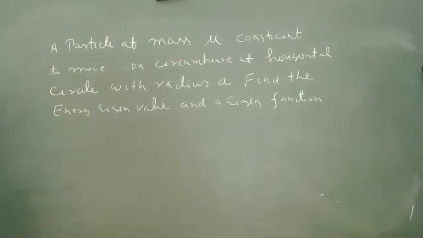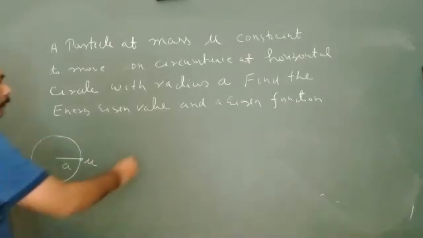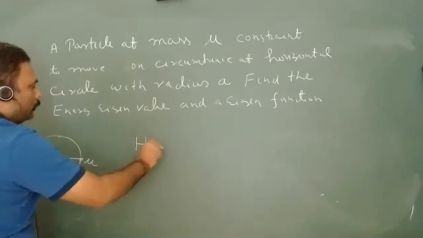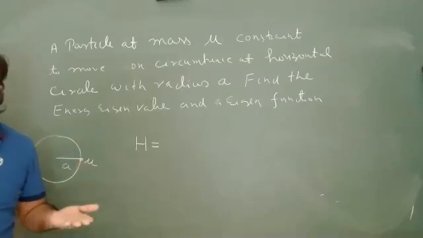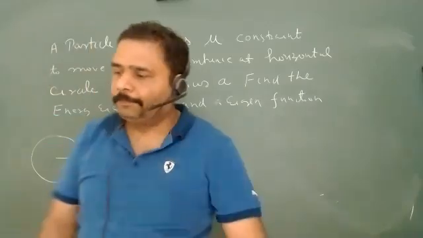Also calculate the degeneracy. So what will happen? Your particle is moving on a circle, and this is a horizontal circle. This is radius a, the mass is given as mu. So first we have to write the Hamiltonian. What will be the Hamiltonian for this? If it is moving in a horizontal circle, it means it is moving in the XY plane. So what will be the Hamiltonian? Can anybody tell me?